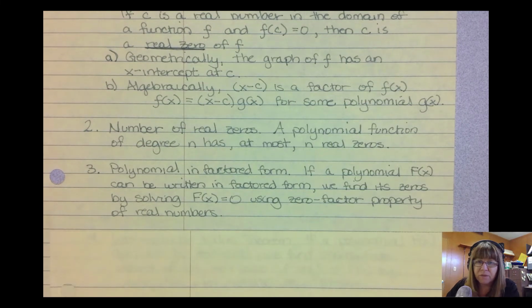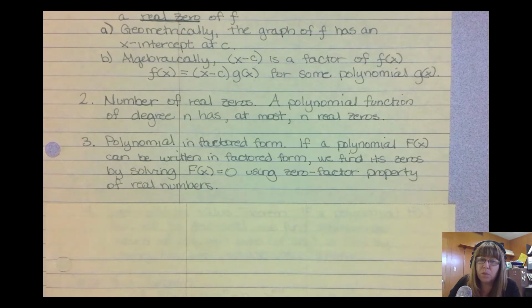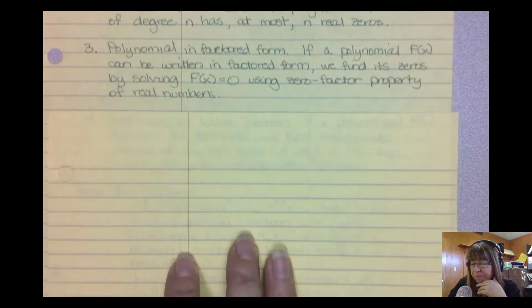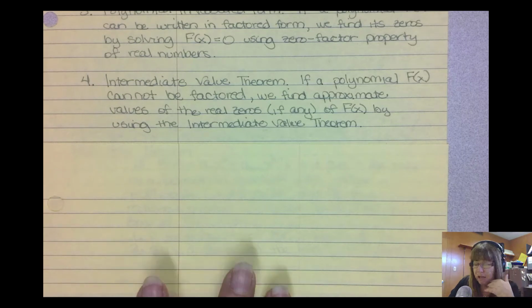For polynomials in factored form, we can set each factor equal to 0 by using the zero factor property. These are things you've already done. It's just formalizing it now. We can also use the intermediate value theorem: if we have a polynomial that cannot be factored, we can approximate the values of the real zeros, if any, by using the intermediate value theorem. And we've talked about that before. Again, this is nothing new. We're just formalizing all of it.